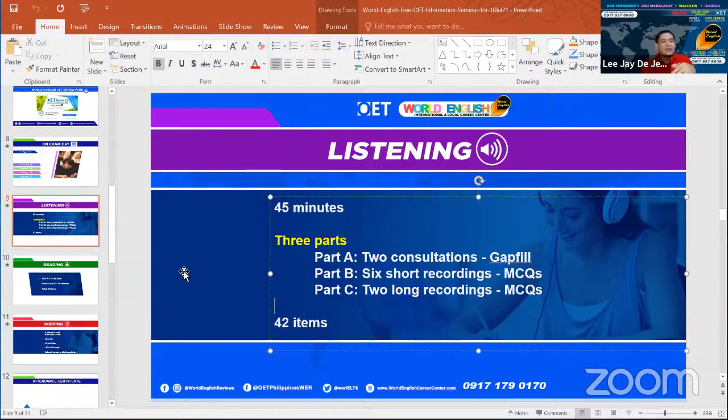So kung doktor ka, your writing task and your speaking task will be for doctors. If you're a veterinarian, then you will get that kind of task for speaking and writing. Let's go to the reading test.